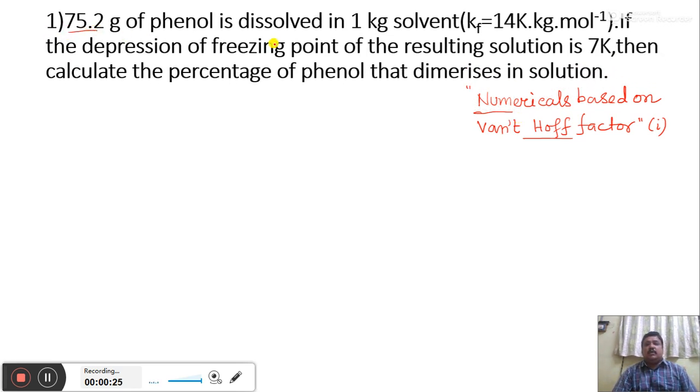75.2 gram phenol is dissolved in 1 kg of solvent having Kf value 14 Kelvin kg per mole. If the depression of freezing point of the resulting solution is 7 K, then calculate the percentage of phenol that dimerizes in solution. So, del Tf is given as 7 Kelvin, Kf is given as 14 Kelvin kg mole inverse.